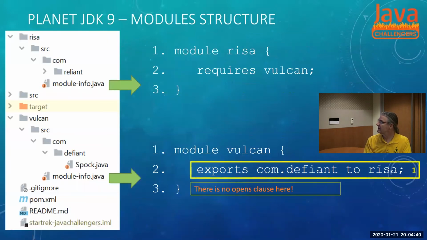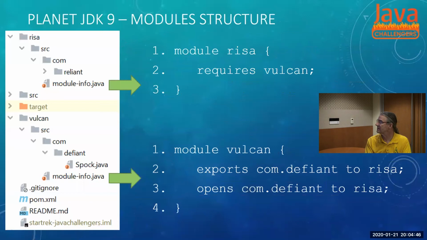this is where we have the exports Defiant, but there's no opens clause here within the module definition. So we have to open it up to Risa. And now we've allowed it to go through and be accessible at that method level. So, yeah.